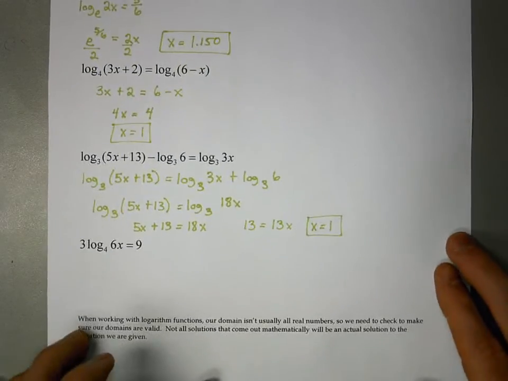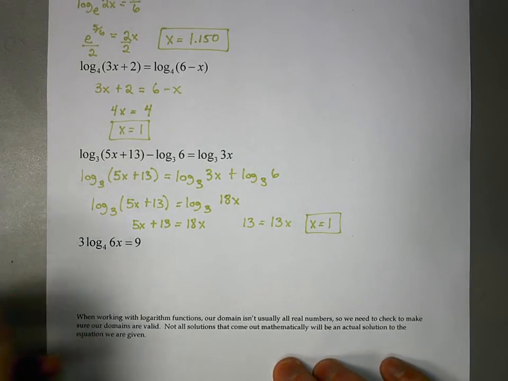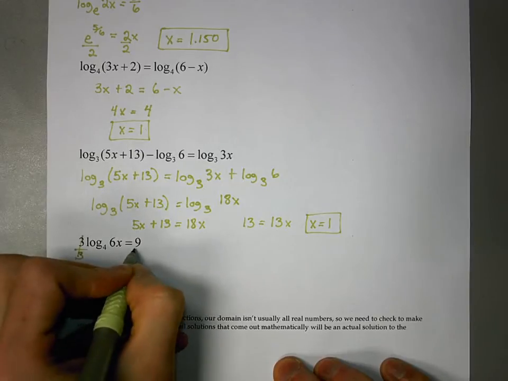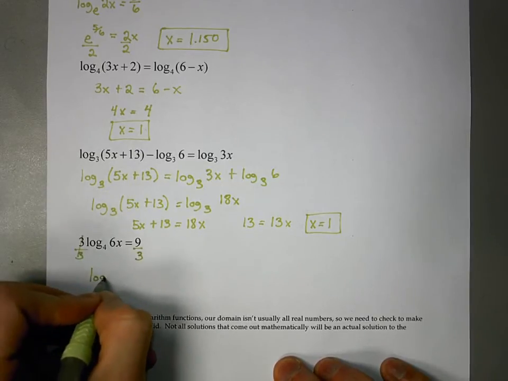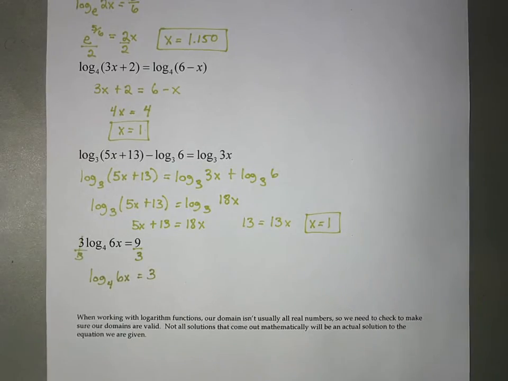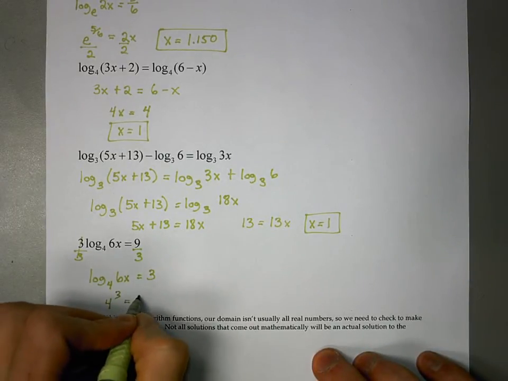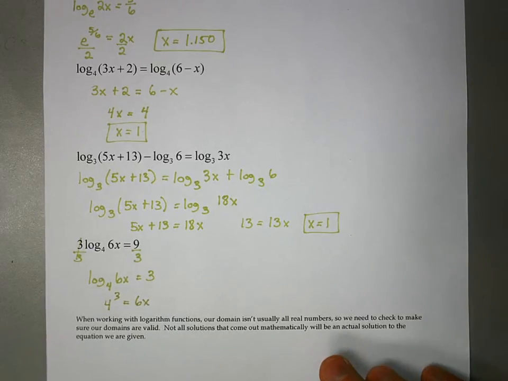The final example here that we've got of logs is we want to get this log base 4 of 6x by itself. So we'll start by dividing both sides by 3. Log base 4 of 6x is equal to 3. And then I can convert to exponential form, just like we did in the first problem. So 4 to the 3 is equal to 6x.